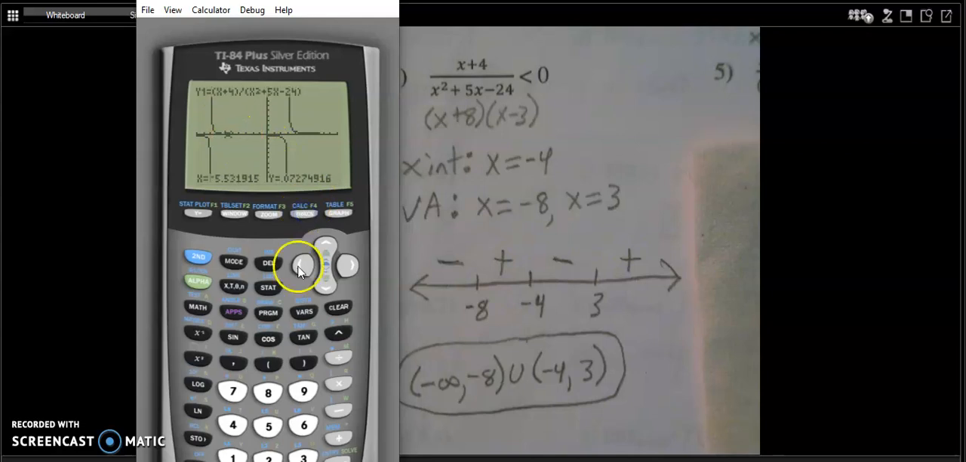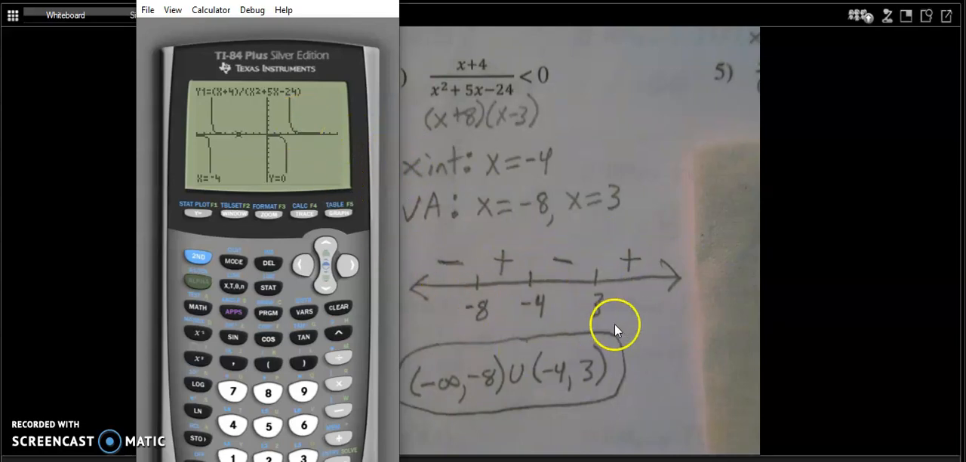So if I press trace on the calculator and put negative 4 in, that's where we hit our x-intercept. And then after that, we go negative. So between negative 4 and positive 3, we get negative answers. Okay, so minus. And then to the right of 3, we're above the x-axis, so we get positive.